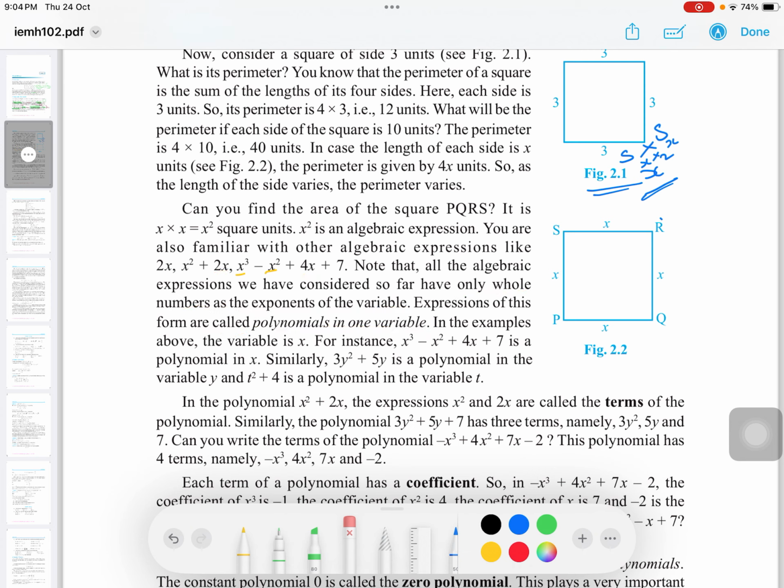So இன்னொரு example, for instance, this polynomial x cube minus x square plus 4x plus 7 is a polynomial in x. அதே மாதிரி 3y square plus 5y is a polynomial in the variable y. So this has only one variable, so it's a polynomial in one variable. So இதோடைய polynomial வந்து in x because you use only x, and here y, and t squared plus 4 is a polynomial in the variable t for all obvious reasons.